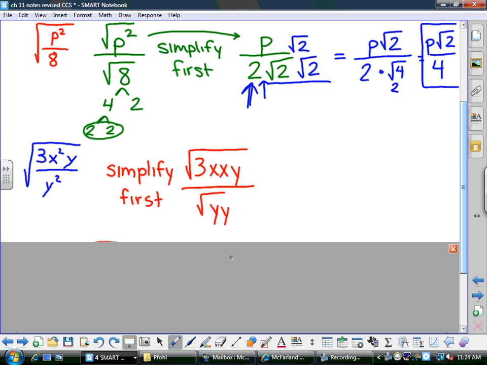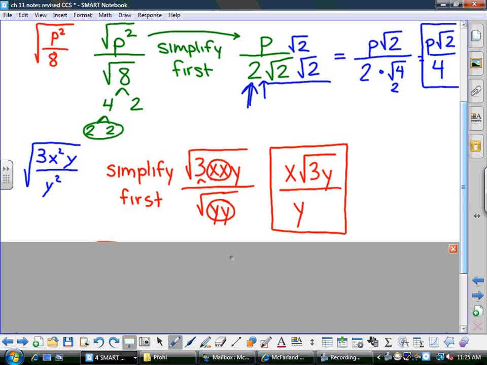So if I'm looking for pairs, 3 can't be broken up at all. But I do have a pair of x's, so one of those x's could go out front. And I could have 3y inside the square root. On the bottom, I've got a pair so that y will go outside, and there's nothing left on the inside. So by simplifying first, I already got rid of the square roots in the denominator, and that's what I'm looking to do. So this one's done.